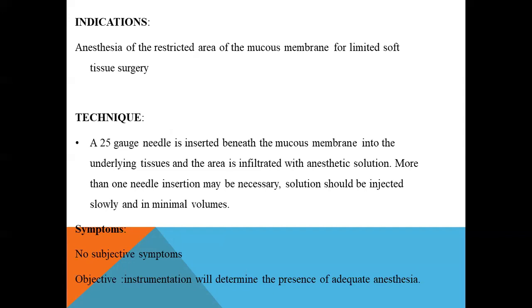Technique: a 25 gauge needle is inserted beneath the mucous membrane into the underlying structures and the area is infiltrated with the anesthetic solution. More than one needle insertion may be necessary. Symptoms: there are no objective or subjective symptoms. Objectives: instrumentation is required.